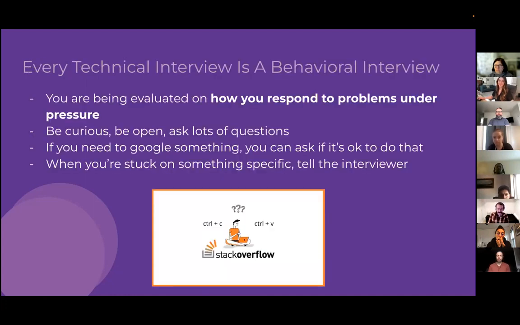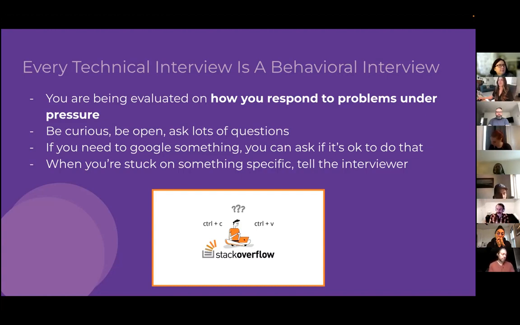Okay, we've done it. We've talked about the technical interview. That's a load off, right? But let's talk about the behavioral interview that also occurs at the same time as the technical interview. Remember, you're being evaluated on how you respond to problems under pressure. And that's something you're going to have to do in the real workspace too, right?